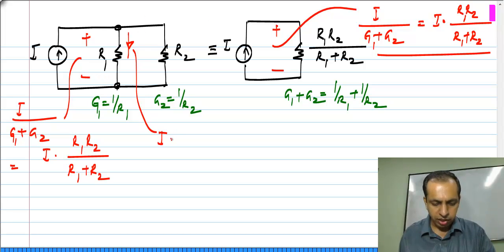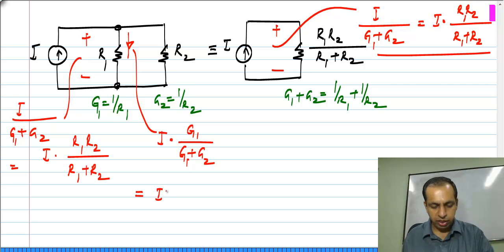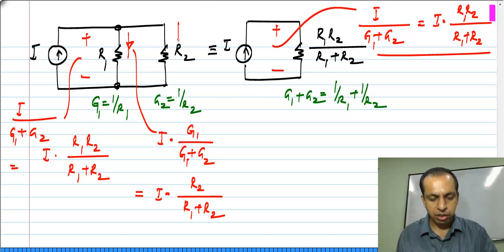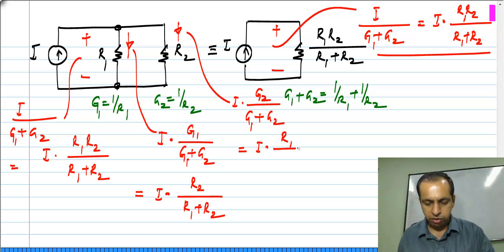So, the current here is I times G1 by G1 plus G2. Basically, it is this voltage times G1, which is the conductance of this, and this can also of course be written as I times R2 by R1 plus R2. In this case, I have taken this expression and divided it by R1. And similarly, the current through here is I times G2 by G1 plus G2, which is also the same as I times R1 by R1 plus R2.